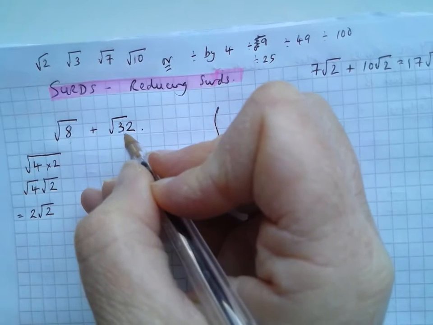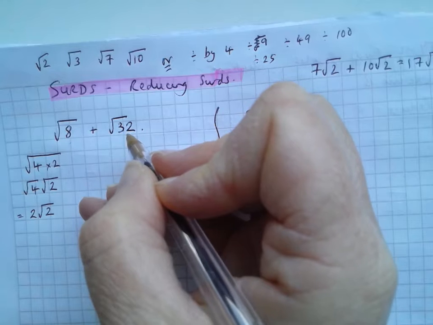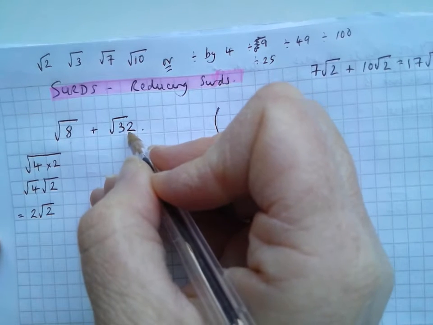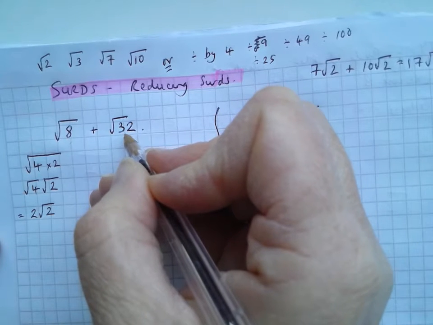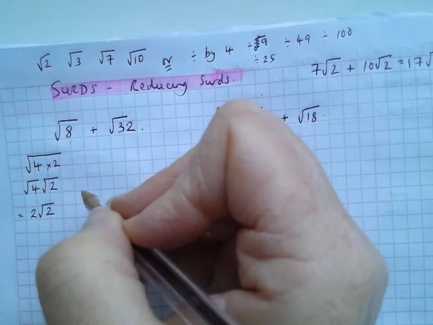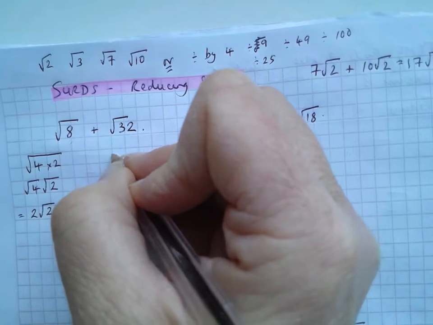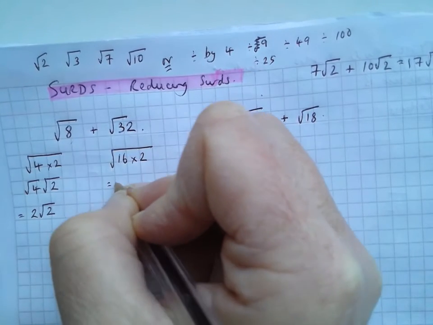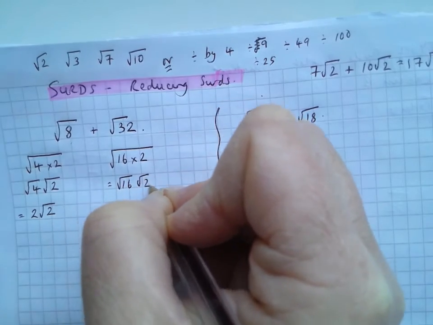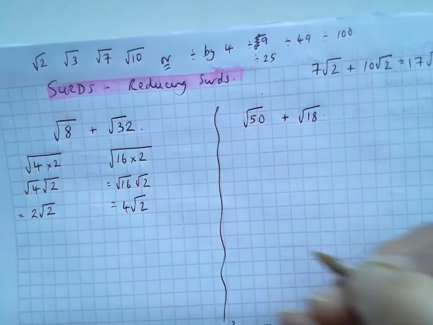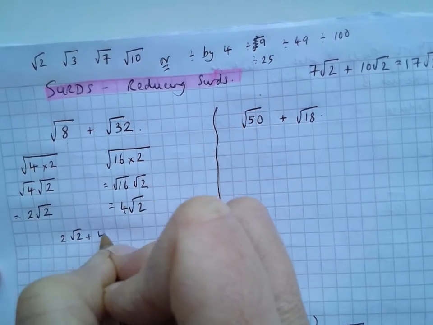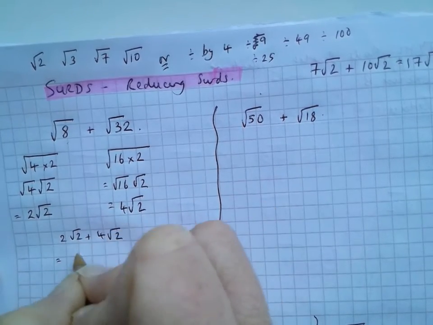Root 32, what could you do for that? Well, you could say it's root 4 by root 8 and work it through that way, but I think hopefully you'll see that actually 16 is a square number, and 16 also goes into 32. So root 32 could be the square root of 16 by 2, which would be root 16 by root 2, which would be 4 root 2. So what I have now is 2 root 2 plus 4 root 2, which is 6 root 2.